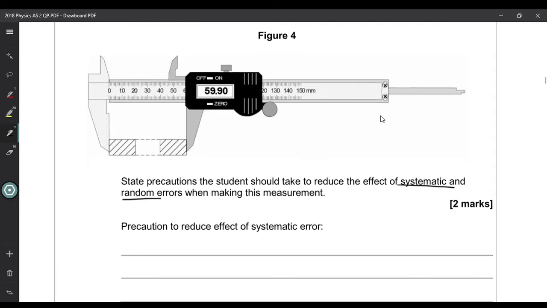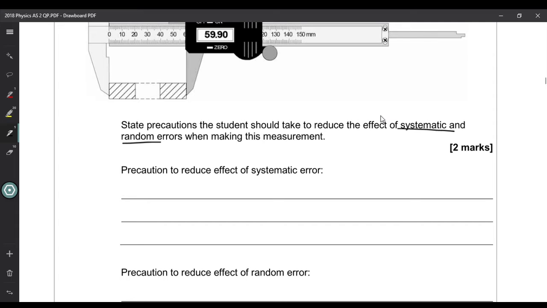Okay, so the systematic error is the error that you would be constantly getting during an experiment. So for example, if the calipers were not zeroed, if they were at 0.1 for example, even though the calipers are closed, you'd always get that error on the diameter. So to reduce the effect of the systematic error, we would zero the calipers.